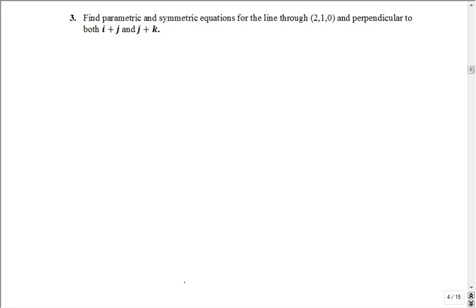This line is perpendicular to 2 vectors. I want to find a vector that is parallel to that line. Remember, the direction vector is parallel to the line. How can I do that? Cross product, beautiful. Why? Because remember, the cross product of 2 vectors is always perpendicular to the vectors. So this cross product must be a direction vector for the line.